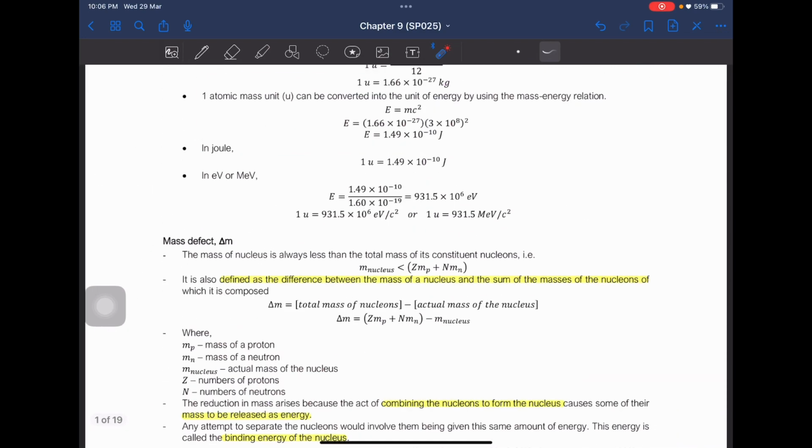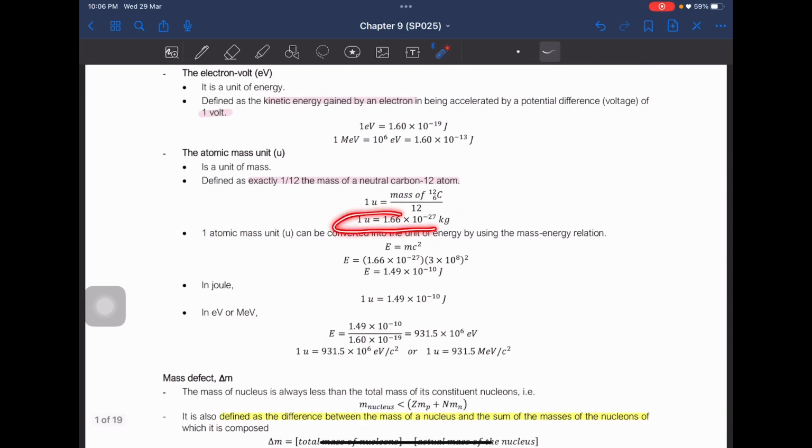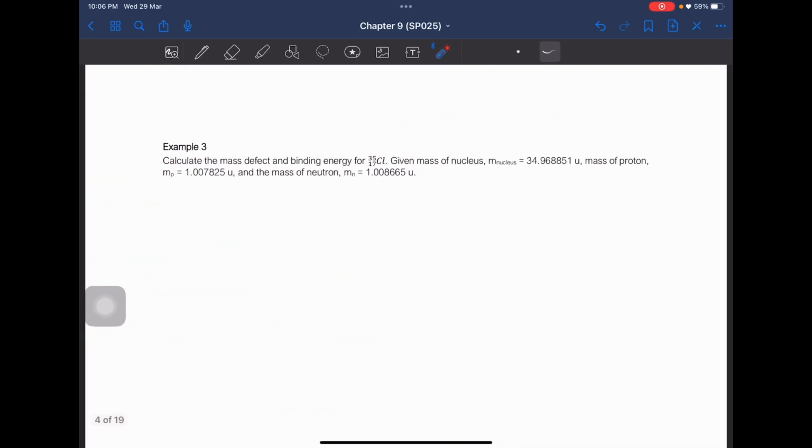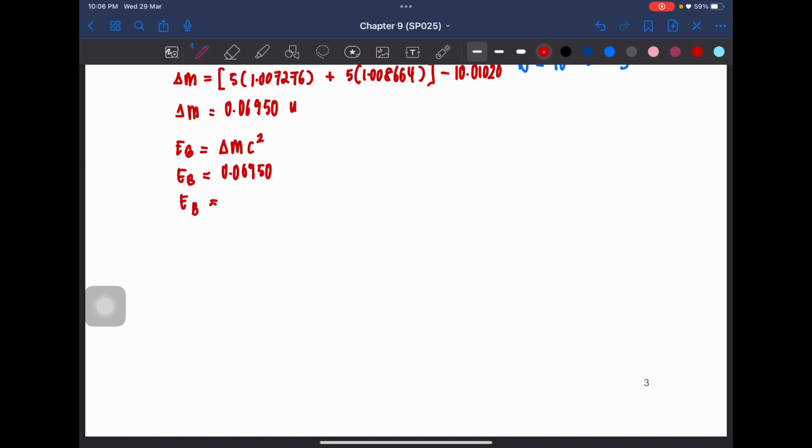So 1U is going to be equal to 1.66 times 10 to the power of negative 27 kilogram. So, kita perlu darab dulu delta M kita dengan ini. And then, baru darab dengan 3 darab 10 kuasa 8 sebab kita mau dia dalam kilogram. So, basically, we are just going to automatically put it here. 1.66 times 10, negative 27. And then, darab dengan 3 darab 10 kuasa 8 square.